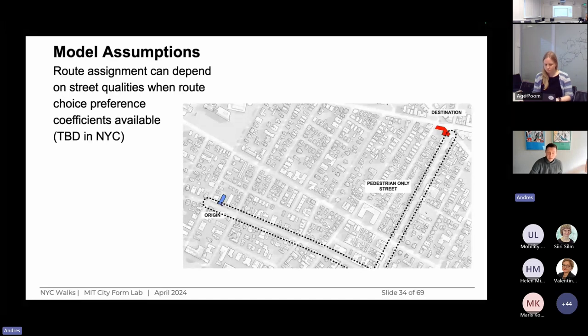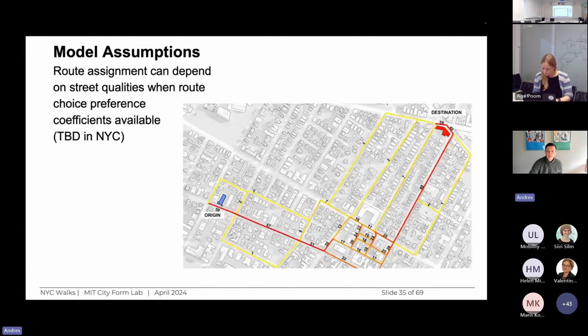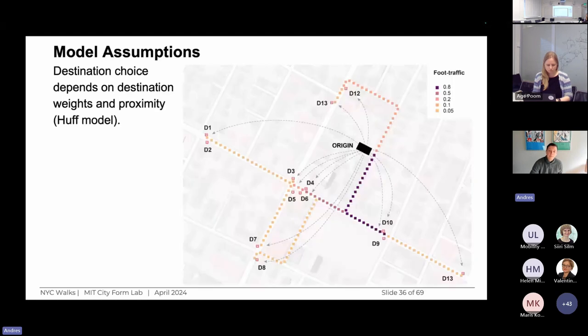But the way it would feed into the model in the future is if a particular street has better properties for pedestrians, like the street highlighted in these black buffered segments here, then the routing algorithm will be able to read that and prioritize lowest cost routes, and therefore the distribution of routes will scatter around these preferred routes.